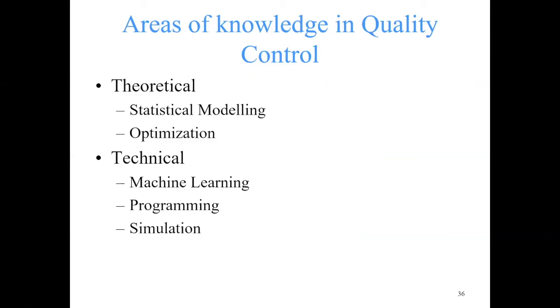So to conclude the talk, we talked about theoretical parts of quality control and theoretical fields, which are statistical modeling and optimization. These are two ISE-based routes, and they are used extensively in the field of quality control, especially statistical modeling. But optimization has a big role as well, especially in probabilistic modeling techniques. A lot of the algorithms need to be optimized.